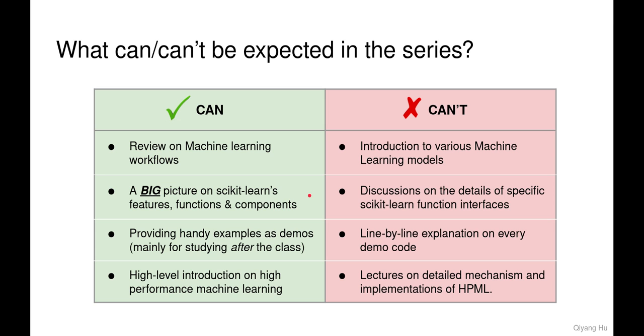And the same thing applies to our advanced topics for Scikit-Learn. Because this will discuss a lot of high-level, high-performance machine learning topics, and the concerns, considerations, and the approaches people use to solve that, we will give you a very high-level introduction and overview. And you may not expect to see detailed implementations or mechanisms for that kind of topic.